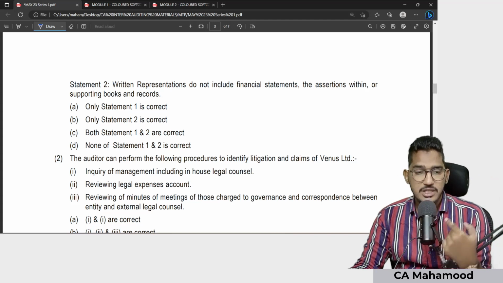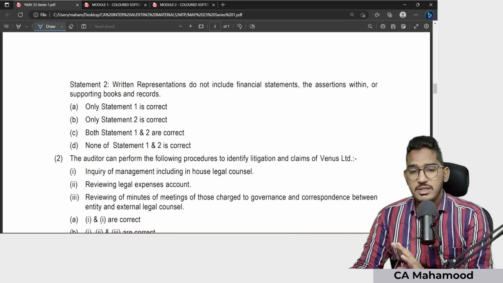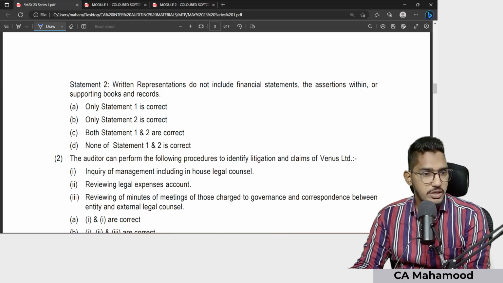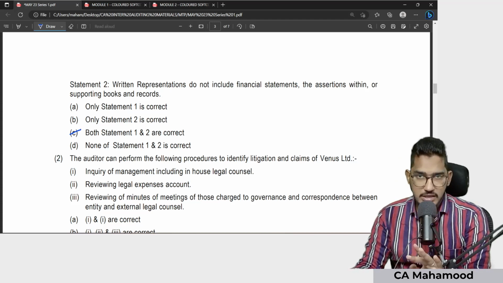Regarding those items, if the management is giving confirmation, then we call them written representation. Yes, written representation do not include financial statements, the assertions therein or the supporting books and accounts. So the correct answer here is both statements 1 and 2 are correct.